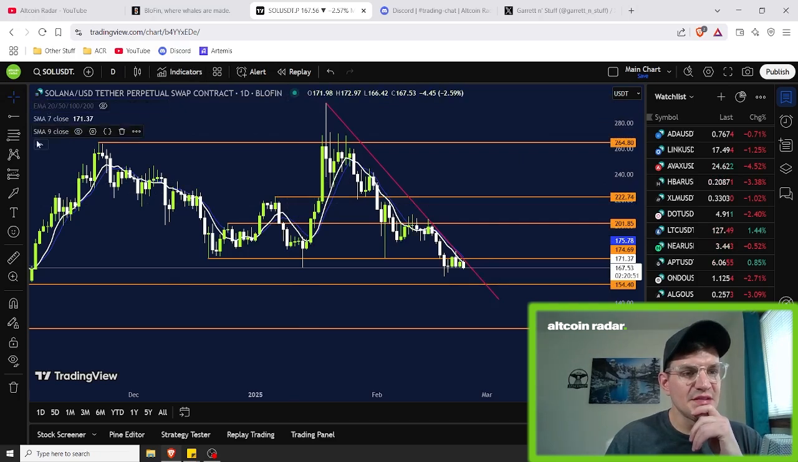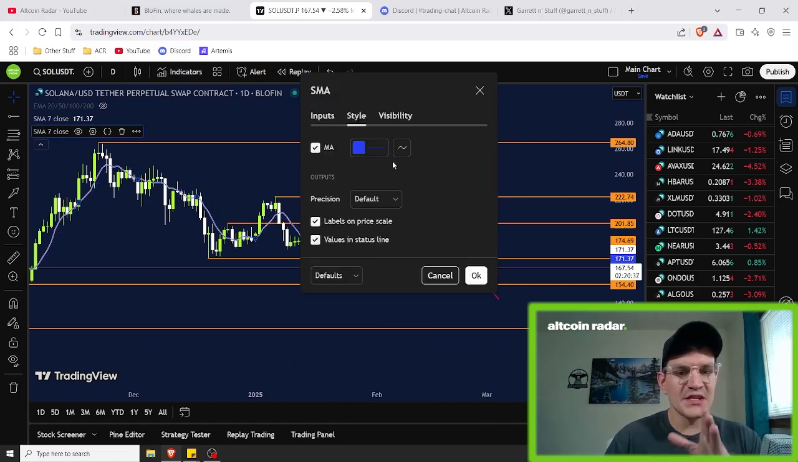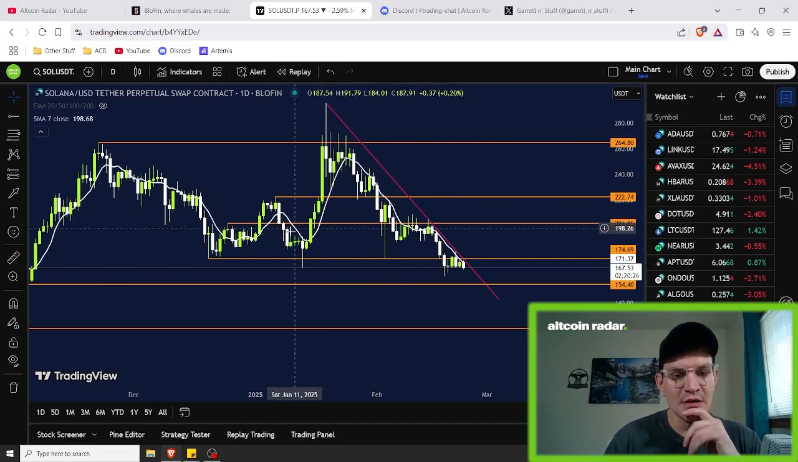It's going to come out with the settings set to the 9-period. What you want to do is go to the gear icon right here and go to inputs, and change the length down to 7 and keep everything the same. You can style it however you want. You can change the color and the thickness of the line, whatever. Do whatever you want. But as you can see, I have mine set to white here.